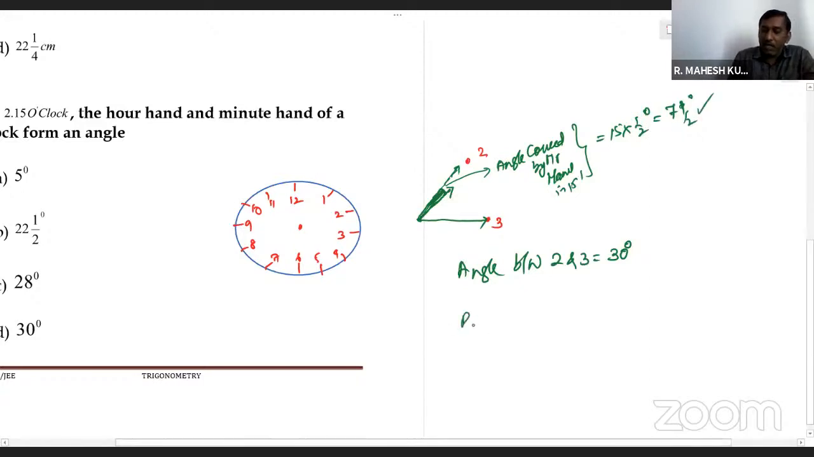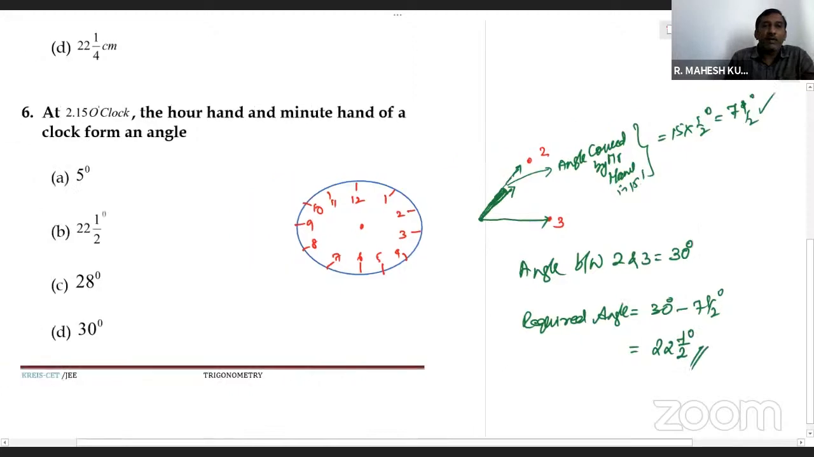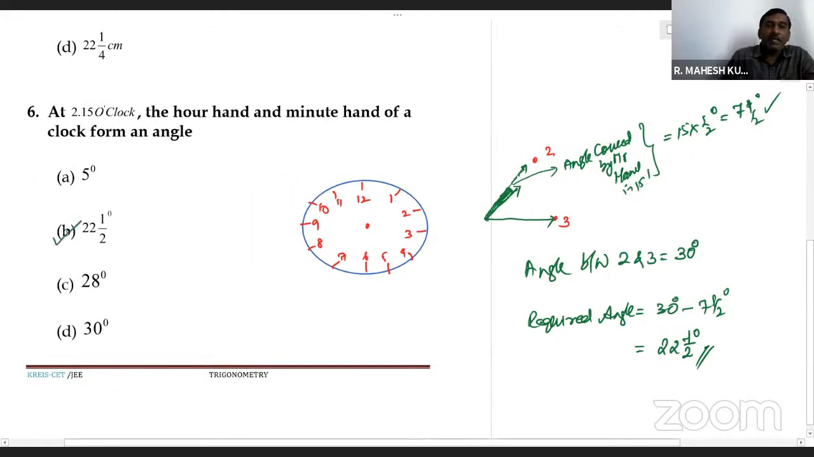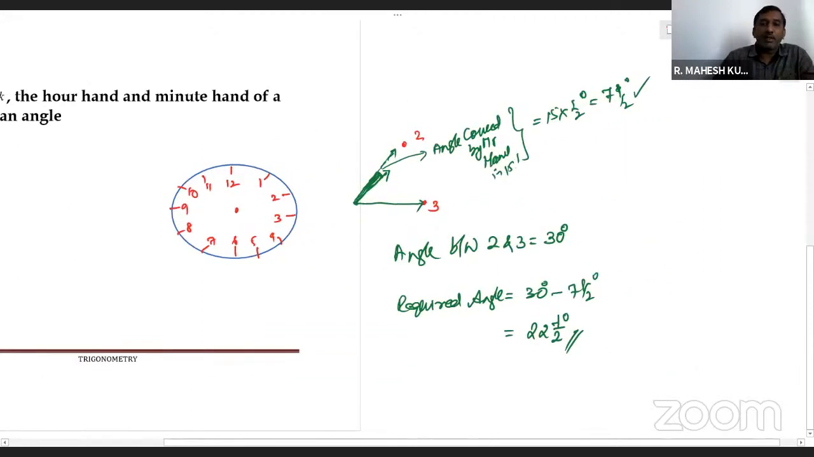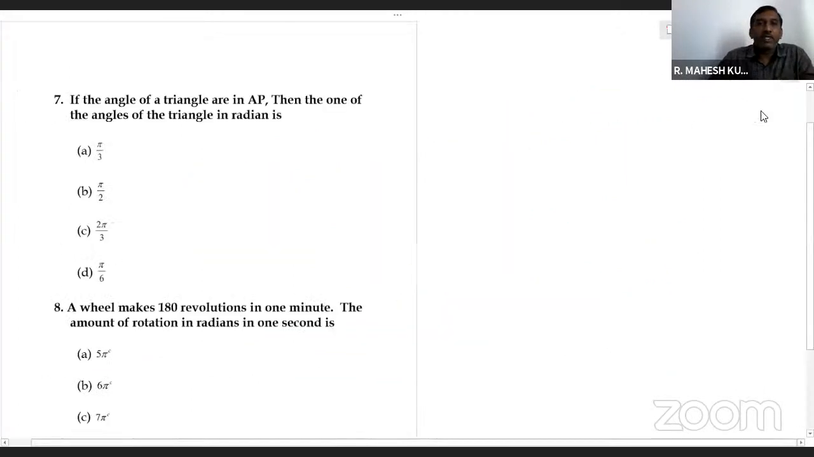So now the required angle is equal to the total 30 degrees, from which we must subtract that extra angle we have taken, 7.5 degrees. 30 degrees minus 7.5 degrees gives you 22.5 degrees. So 22.5 degrees, option B is the correct answer for this, right? So we'll go to the next question.